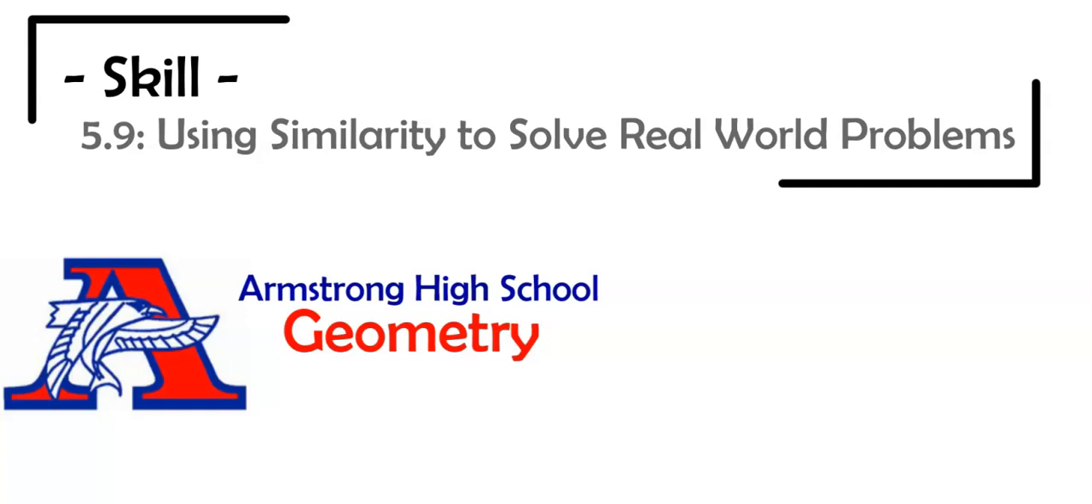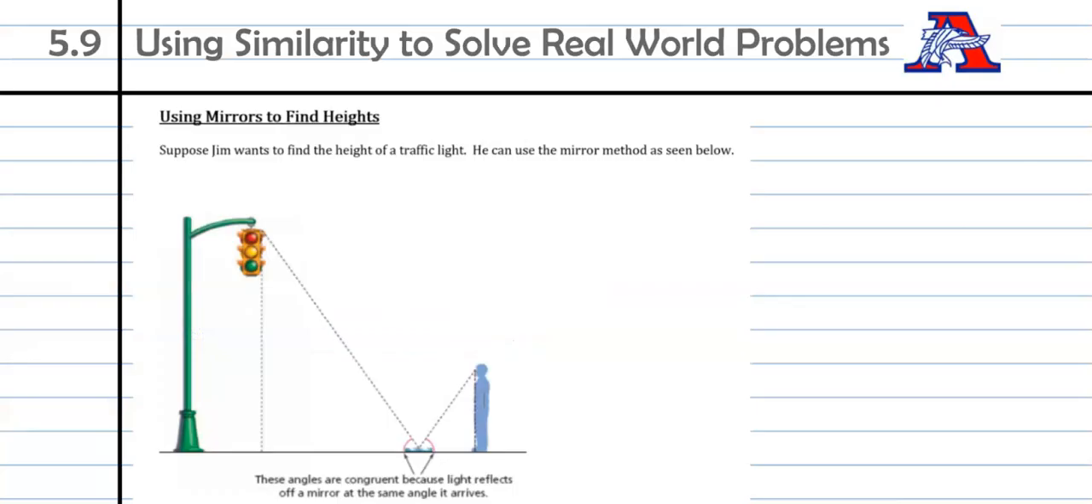This is 5.9, the last lesson of the similarity unit, and in this lesson we're going to be using similarity to solve some real-world problems. So basically, we're just going to talk about two different ways that you can use similarity to solve some real-world problems, and then we'll just use kind of the same slide to do an example so that you're not spending so much time drawing the figures in your notebook.